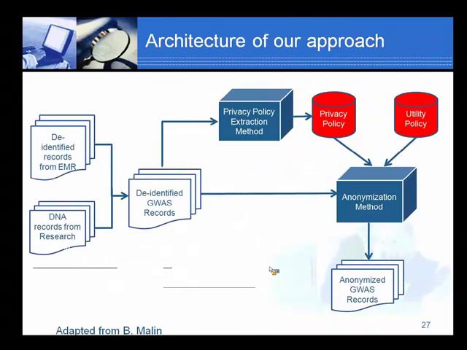So, the overall architecture of our approach is as follows. We get some de-identified records which were derived by combining records from EMR with DNA records that most of the times come from research, and apply our method to extract a privacy policy to find out what needs to be protected. Then we derive some utility policy which basically says what needs to be retained to achieve utility, and then using the data and the policies, we anonymize the data to get some protected and useful data set that can be released.